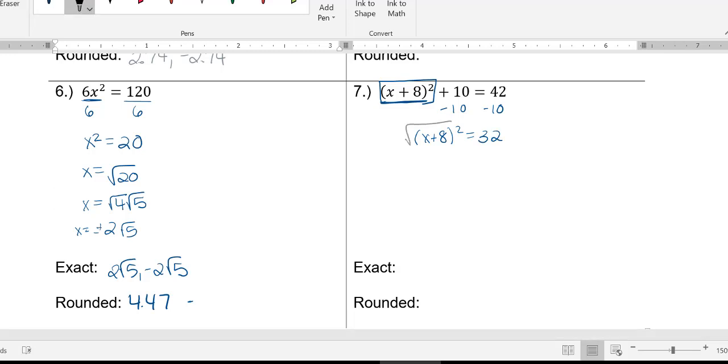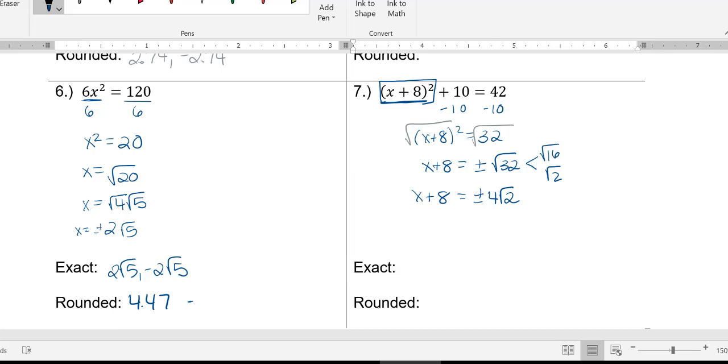Take the square root of both sides, and we get x plus 8 is equal to both positive and negative root 32. Looking to simplify that further, we're looking to find the largest perfect square. Square root of 16 times square root of 2, which simplifies to 4 root 2.